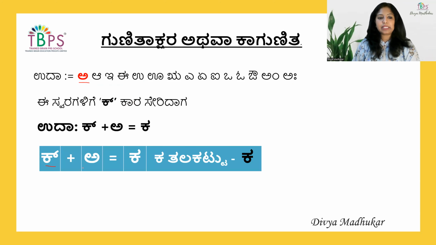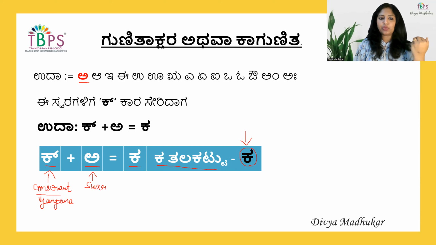K plus a is ka. How do you read it? Ka talakattu ka. So this is the Gunithakshara, whatever letter you have got. And what is the consonant? This letter is your consonant, and to that consonant you add a vowel, a swara. So I add my vyanjana, and to this vyanjana I'm adding a swara. I'm writing in English so you can understand.